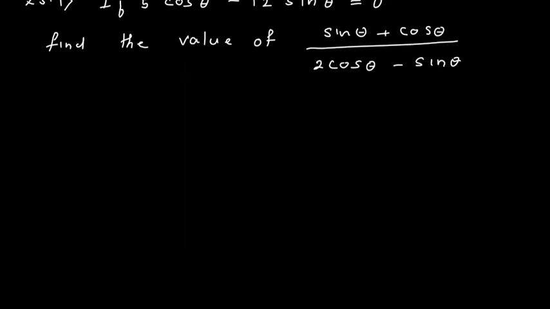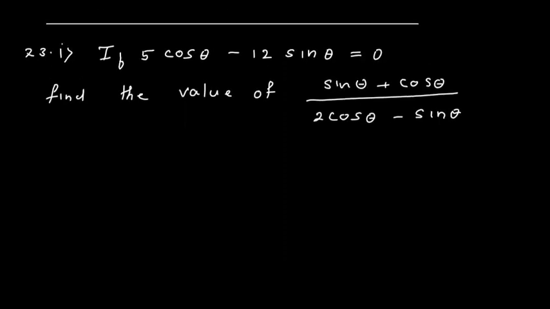Next question, we have 5 cos theta minus 12 sin theta is 0 and we have to find the value of sin theta plus cos theta upon 2 cos theta minus sin theta. What you will do? You will first find the value of tan theta or cot theta, right? So in solution what we say?